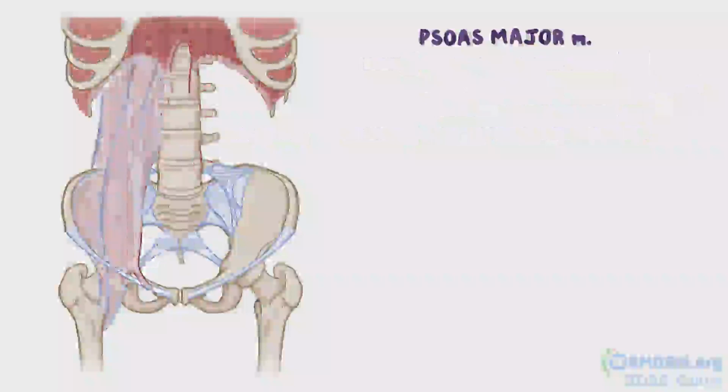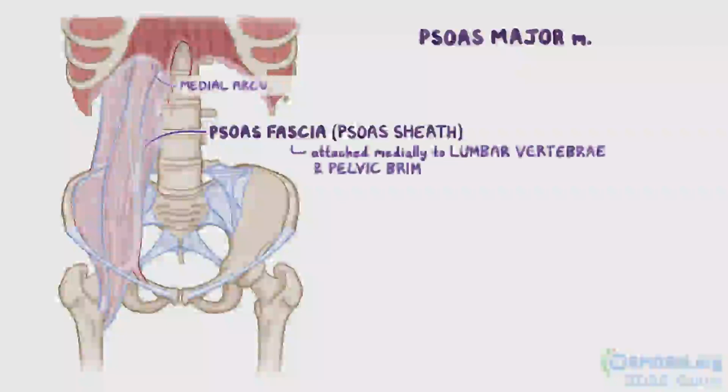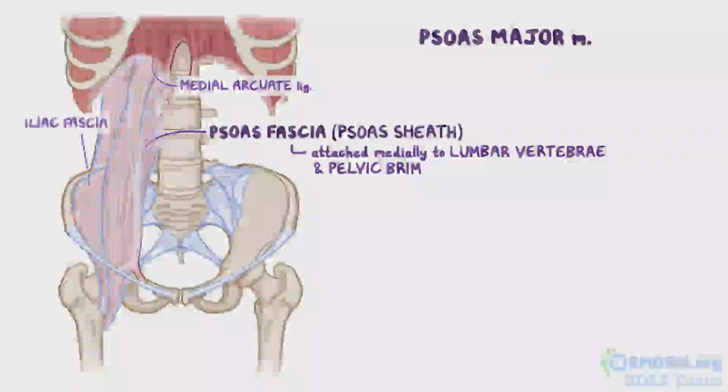Now, the psoas major muscle is covered by the psoas fascia or the psoas sheath, which is attached medially to the lumbar vertebrae and pelvic brim. The psoas sheath is thickened superiorly, forming the medial arcuate ligament. Inferior to the iliac crest, the psoas fascia is continuous with the part of the iliac fascia that covers the iliacus muscle.